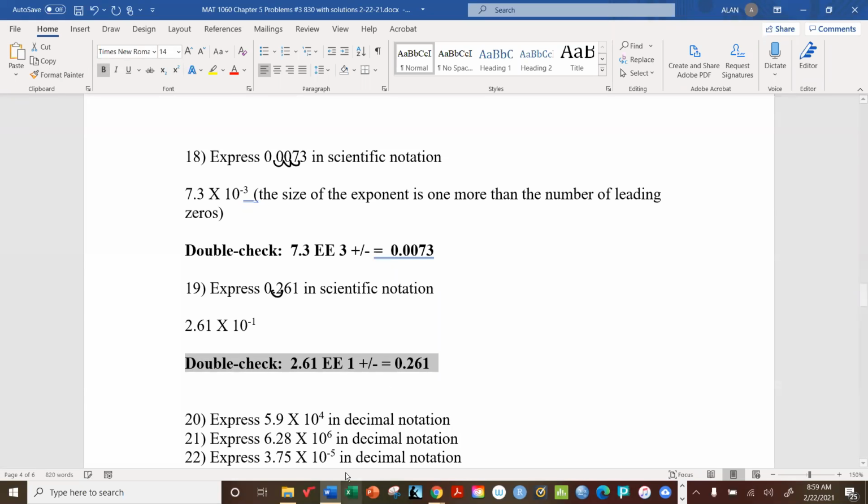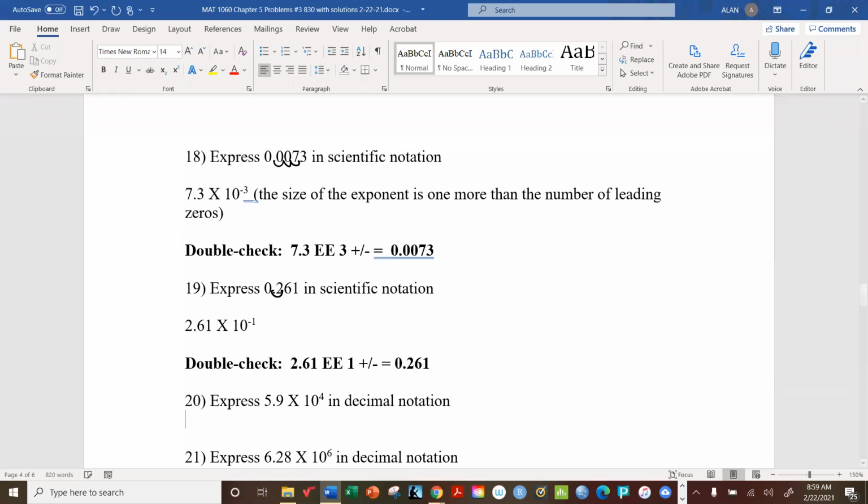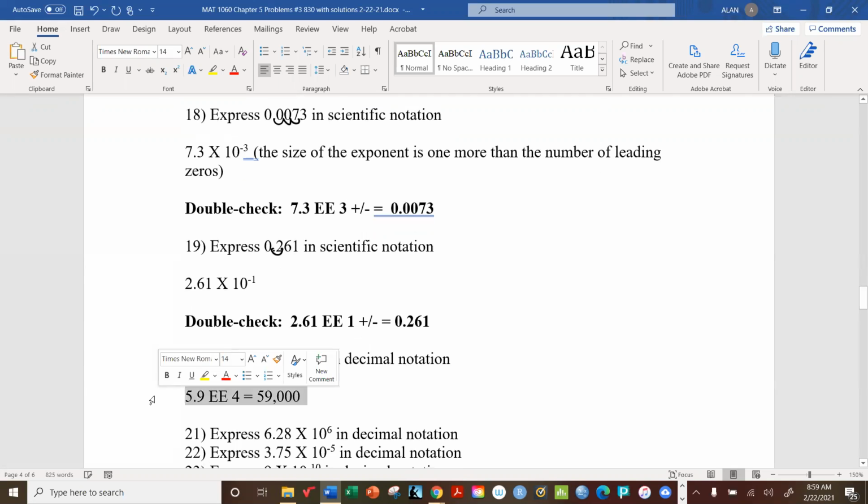Now, going the other direction is easy because you can just type it right into your calculator. You can do it on your own too, but if you type 5.9, and by the way, I just noticed there's a 10 to the X button here too. I don't know why we need it when we have EE, but just type 5.9, EE 4, and see what happens. Oh, here we go, 59,000. How do you like that? It was so easy.